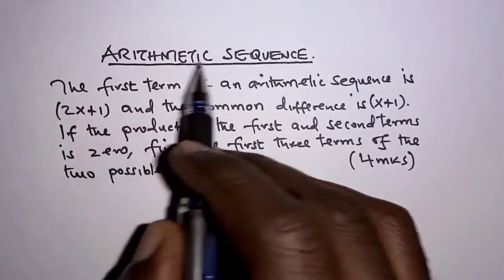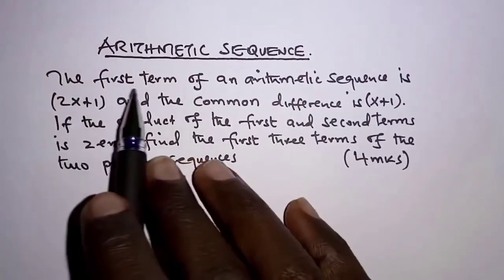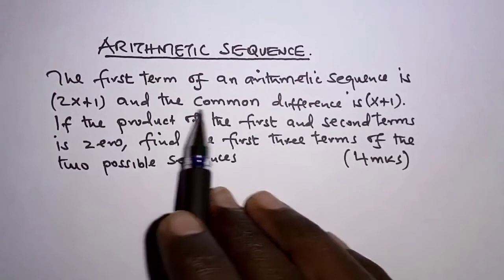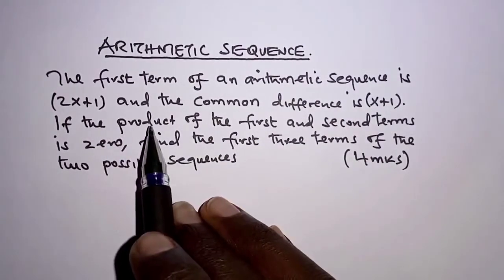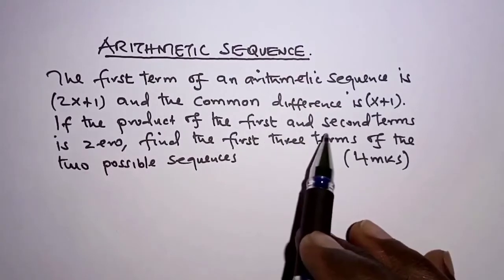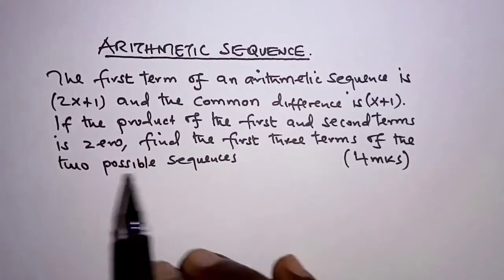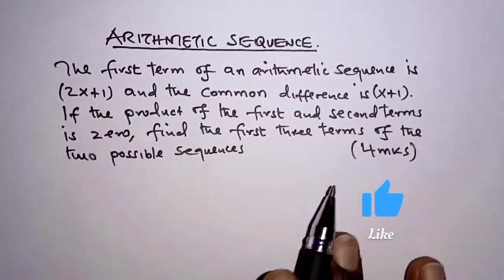Today's topic is arithmetic sequence, and the question reads: the first term of an arithmetic sequence is 2x plus 1 and the common difference is x plus 1. If the product of the first and second terms is 0, find the first three terms of the two possible sequences. The question is 4 marks.